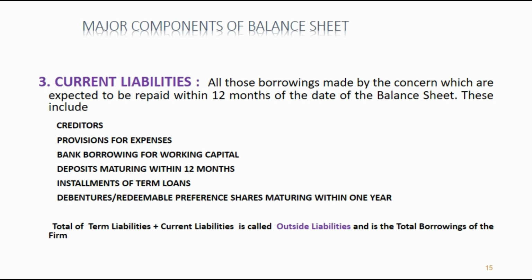So the total of term liabilities plus current liabilities is called outside liabilities and is the total borrowing of the firm. So if you have to calculate the total borrowing, what will you add? You will add total long-term liabilities plus current liabilities.